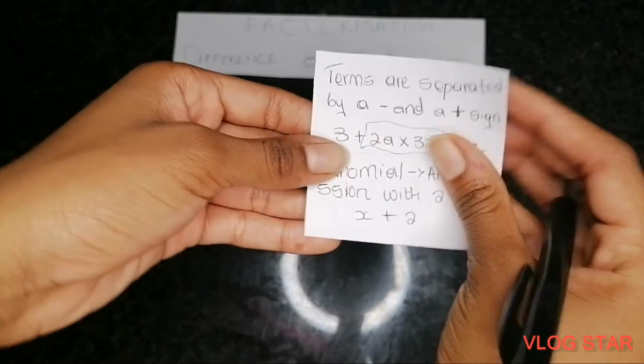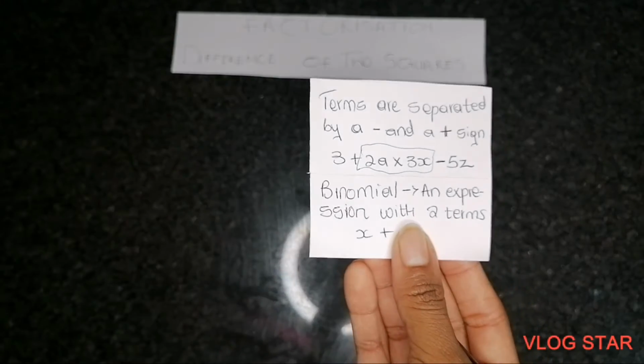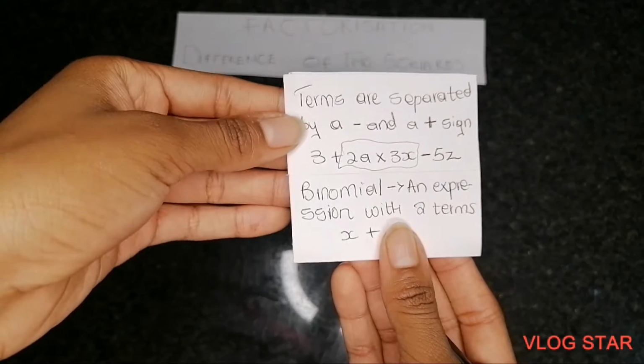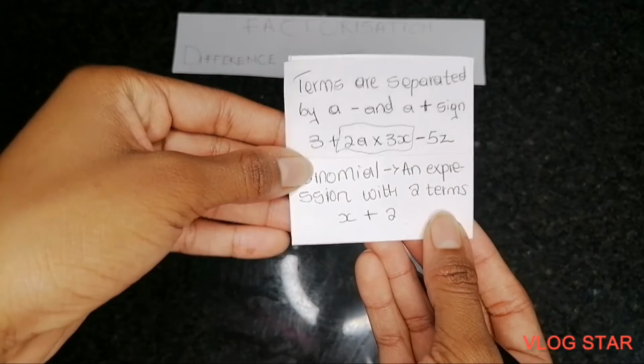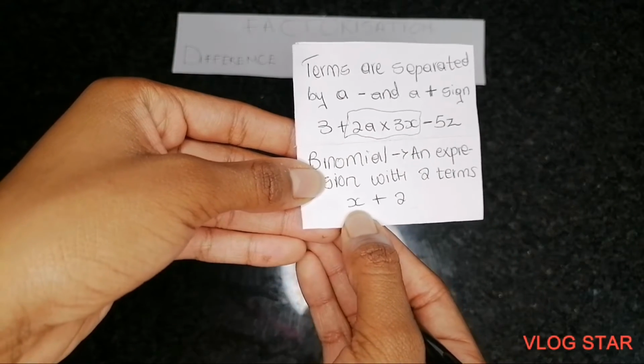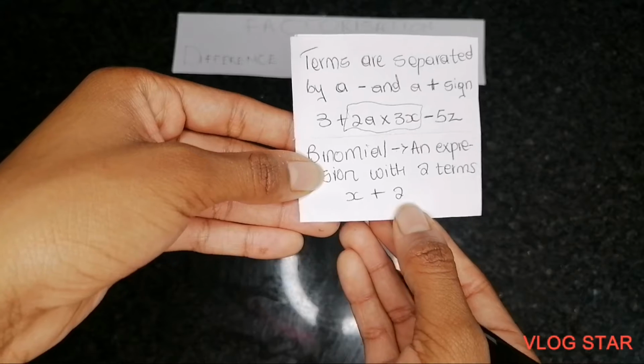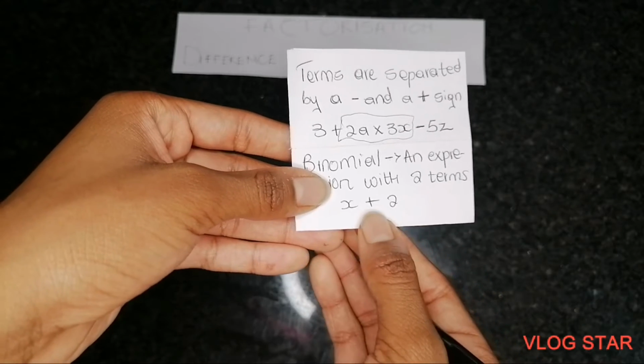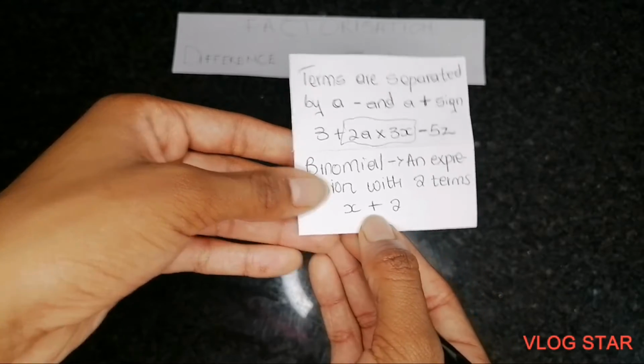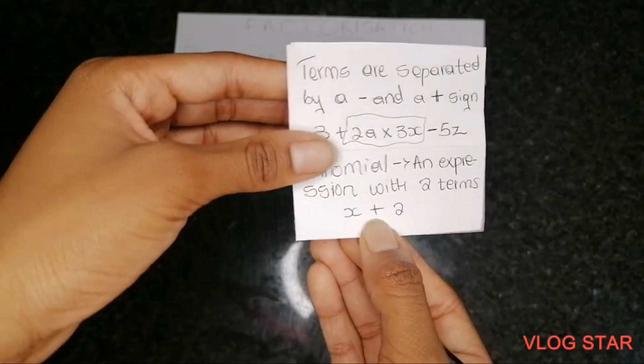So right now I really hope that you understand how we count terms. And then I want you to also know what a binomial is. A binomial is an expression with 2 terms. So we can see that it is x, which is the first term, and the second term is 2. Why are we saying that we have 2 terms? Because they are separated by a positive sign.